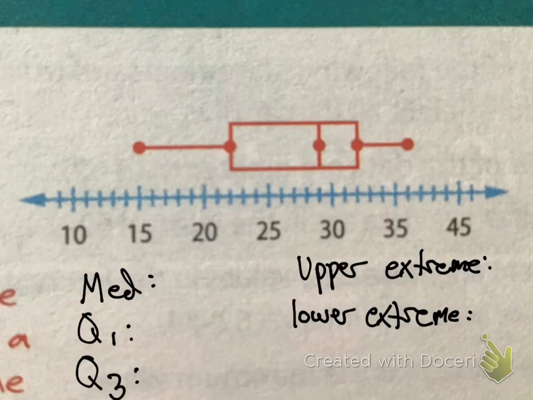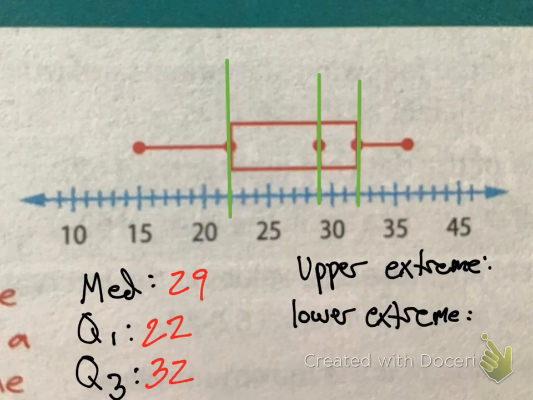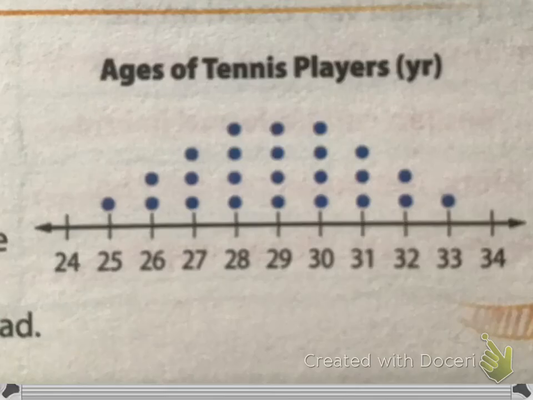Here's one that's already been given to us. So let's figure it out. Our median. Yes, it's 29. So we see that median right there, hitting that 29. Our Q1, that's going to be the lower left part of the box. So that's right here. That is 22, yes. What about Q3? Yes, that's 32. So we see that right there, going up 32. Then our upper extreme, we just draw our line, is 36. And our lower extreme is 15. It's as easy as that. You're just kind of looking at numbers and seeing if they match.